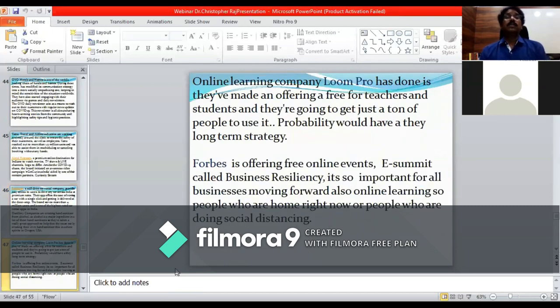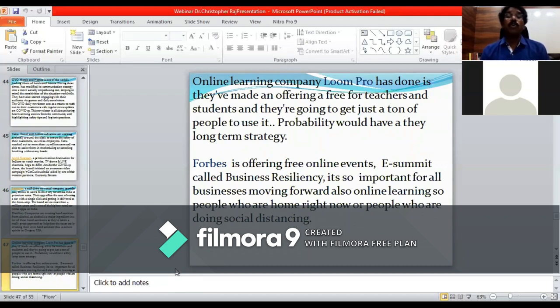Online learning company Loom Pro has done this. They've made an offer, offering it free for teachers and students, and they're going to get just a ton of people to use it. Probably, would they have a long-lasting strategy?